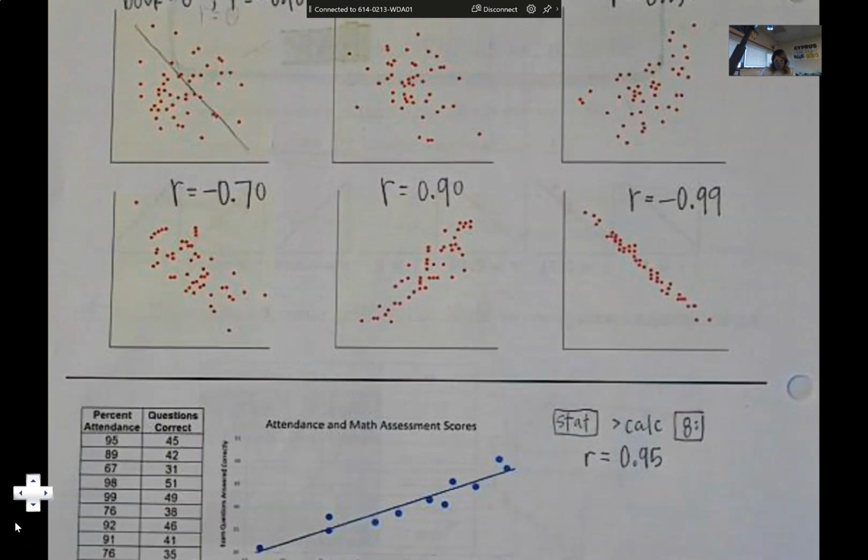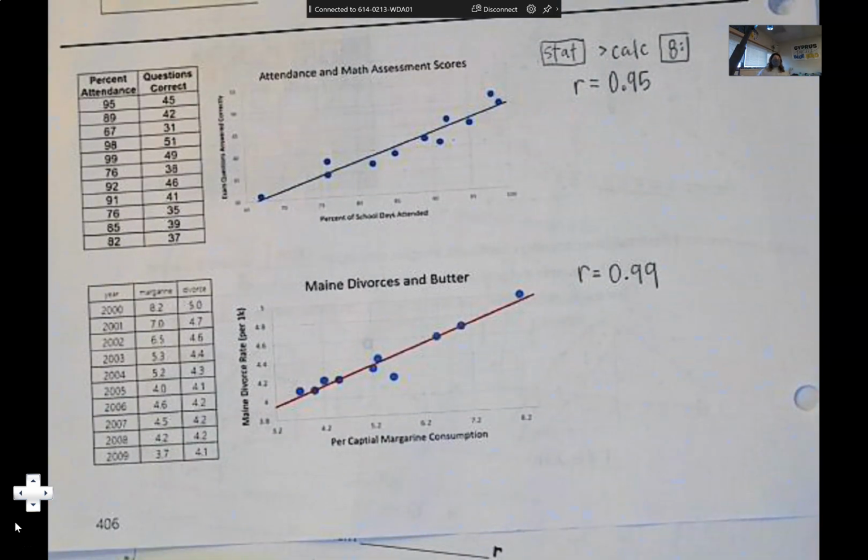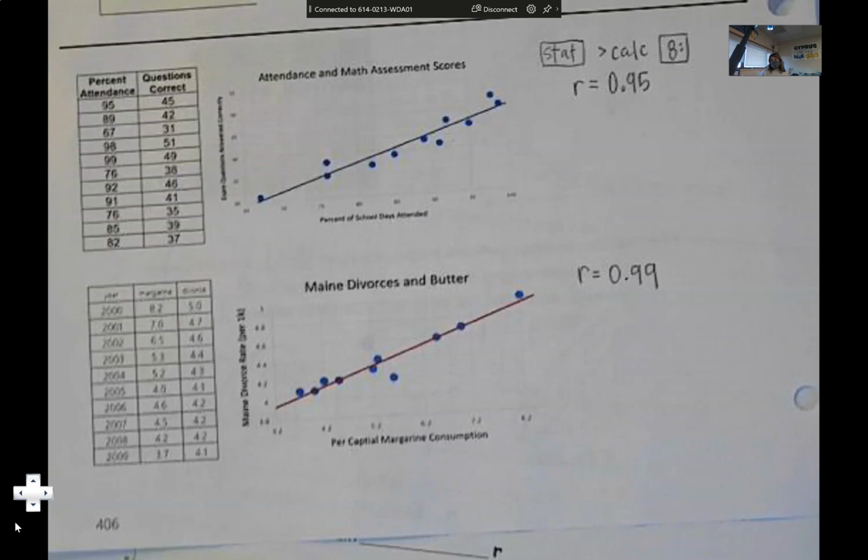Okay, what'd you guys get for this R value? So let's think about that. We have this scatter plot that is relating the amount of butter people eat in Maine in relation to how many divorces there are in Maine. And it's almost a perfect correlation. Do you think that the amount of butter eaten predicts the divorces? Probably not. I mean, maybe they're eating so much butter and gaining a lot of weight, and then they're like, well, I just can't anymore. Because now you're 500 pounds. When I met you, you were 100 pounds. Maybe? Probably not though, right?